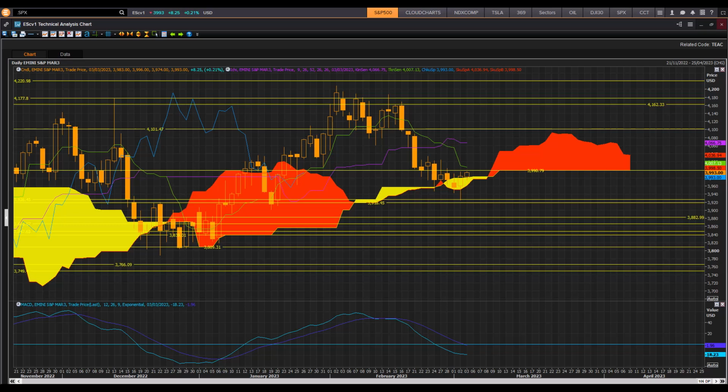Good morning, traders. Welcome to an Ichimoku Cloud Chart market review of the S&P 500 index. We're going to look at the couple of trades that came through recently.